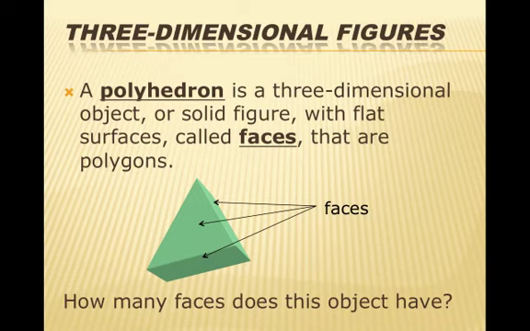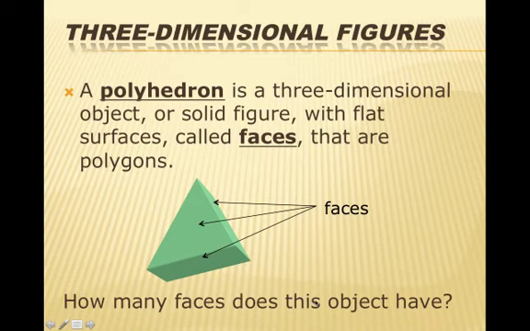So you can see this picture here, this triangle-ish object. It is a polyhedron. Why? Because it has flat surfaces, as you can see. These are all flat, and they're also polygons. There's a triangle right here. A triangle is a closed figure made of line segments. And then there's also these rectangles right here on the edges.